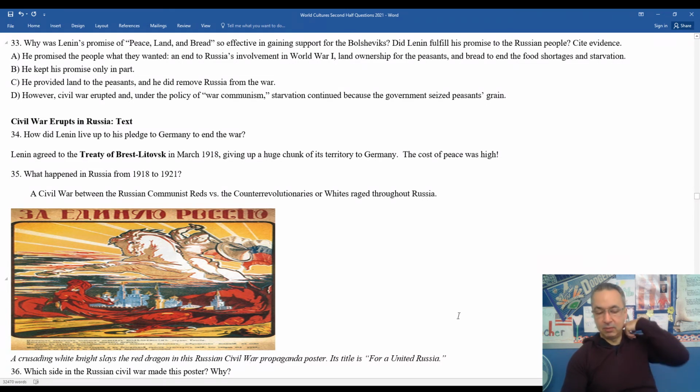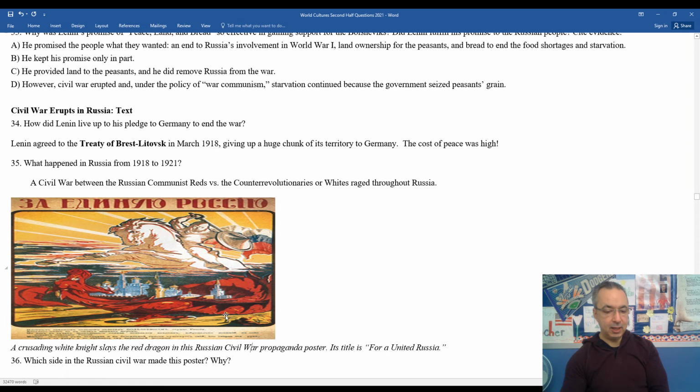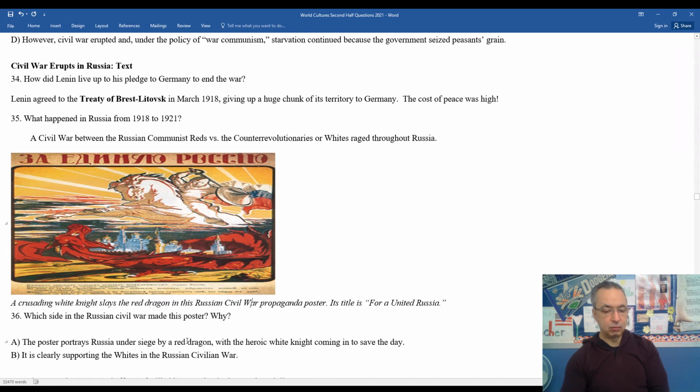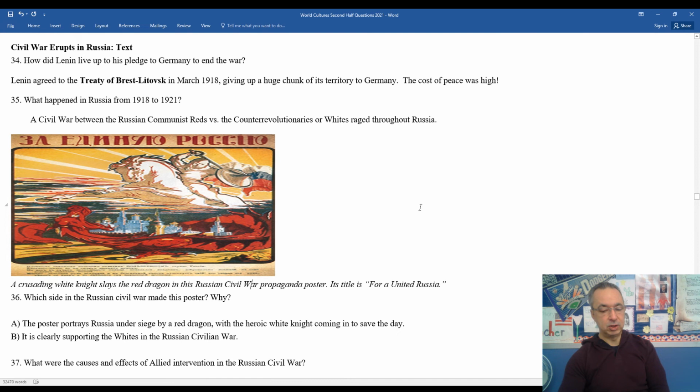Which side do you think made this poster? Kind of think about it yourself. The white knight on the white horse slaying the Red Dragon. This poster portrays Russia under siege by the Red Dragon with a heroic white knight, or the counter-revolutionary whites, who here are obviously being supported in this poster. Despite this poster, the whites are not going to win the Russian Civil War.